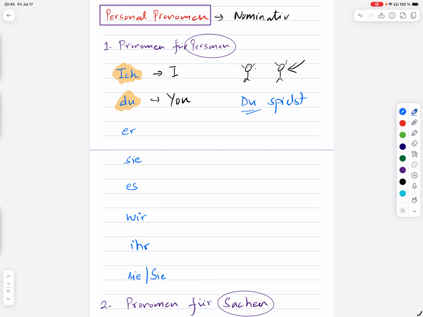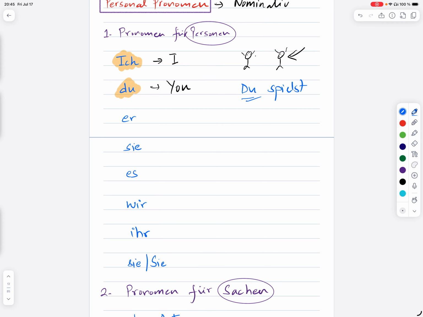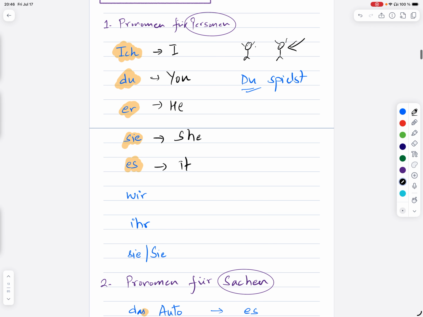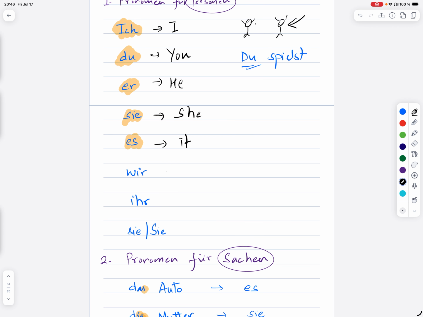Now in the same way, when you're talking about a third person, you will have, for example, in English he, she, it. So we have in German er, sie, and es. Here er is he, sie is she, and es is it. And as we go on, we will have more.